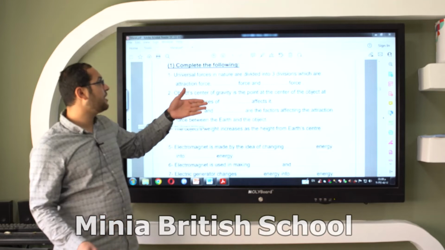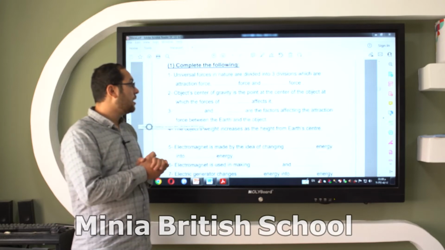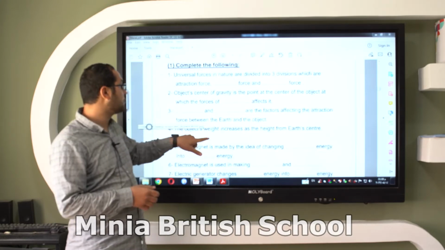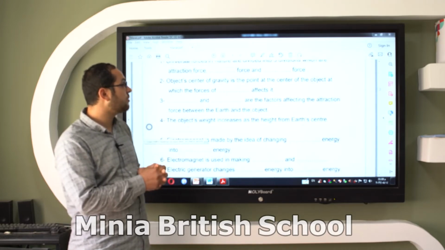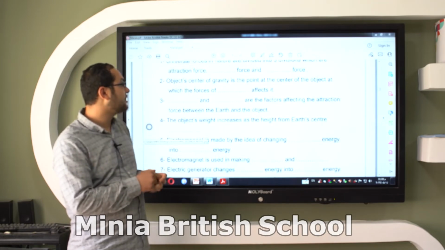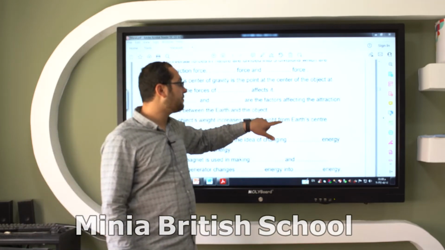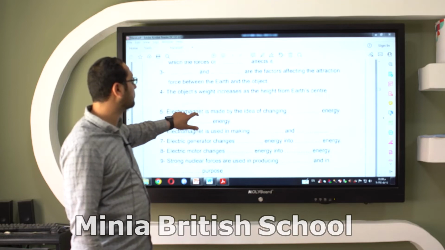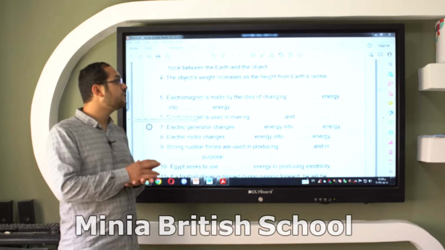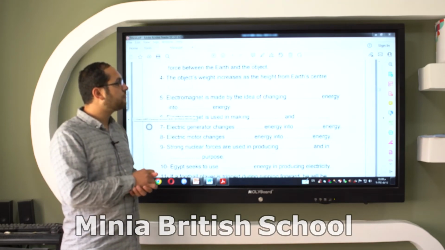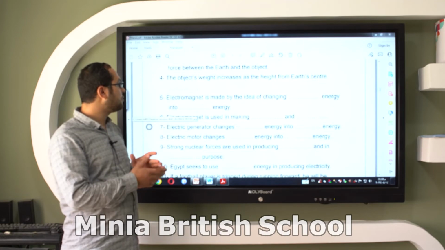Universal forces in nature are divided into 3 divisions, which are attraction force or gravity, electromagnetic force, and nuclear forces. An object's center of gravity is the point at the center of the object, at which forces and gravity affect it. The mass and gravity are the factors affecting the attraction. The object's weight increases as the height from the earth's center decreases, and the opposite is correct.